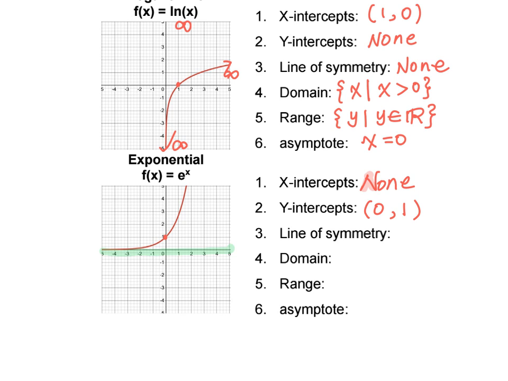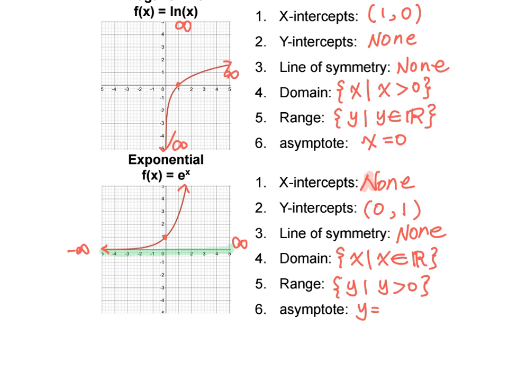Line of symmetry? None. What about domain? The domain is growing from negative infinity to positive infinity, so that means x is a real number. Range: you see, it never crosses the x-axis. That means y is greater than 0. Only the positive, not even including 0. Why? Because we have an asymptote at y equals 0.